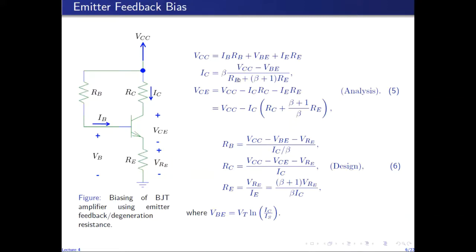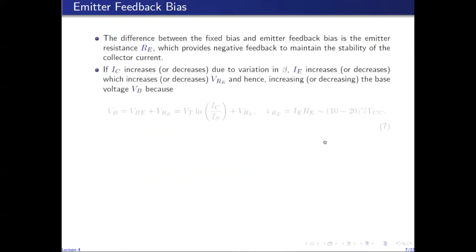IC cannot be made beta independent because RB cannot be made arbitrarily small, because in turn it is given by VRE, which, like I said, is typically specified to be 10 to 20% of VCC.